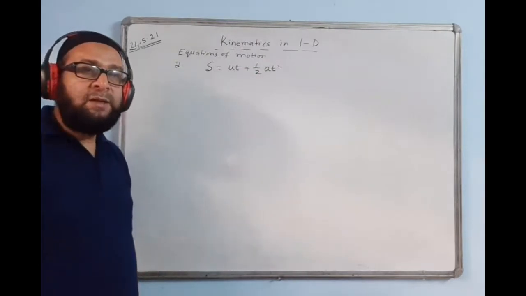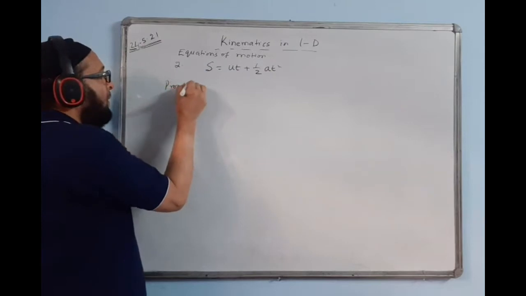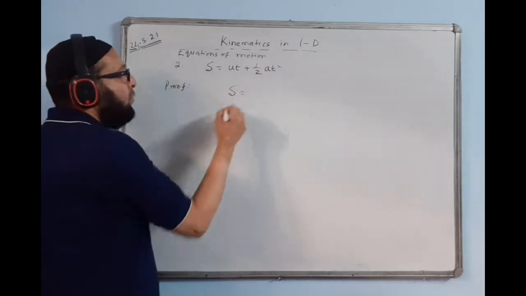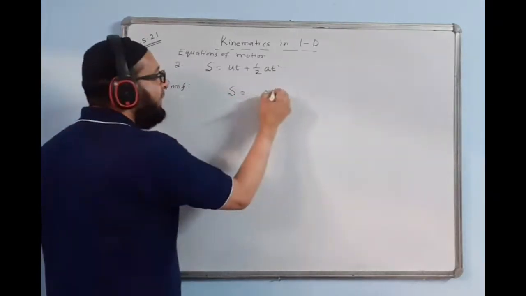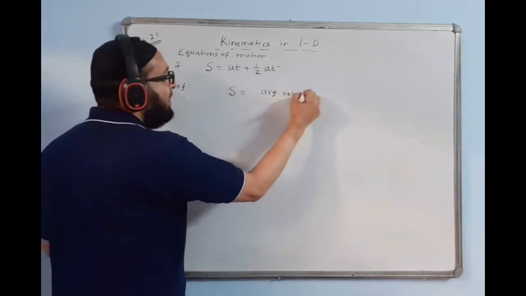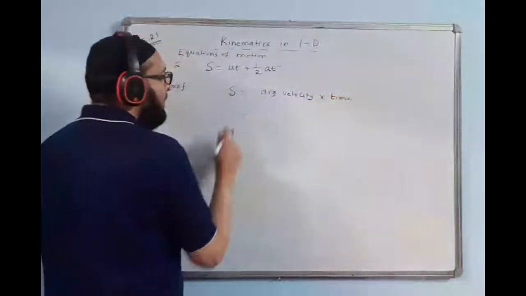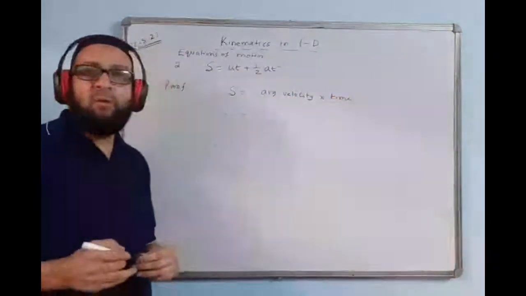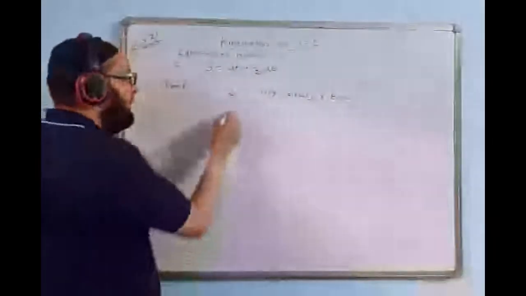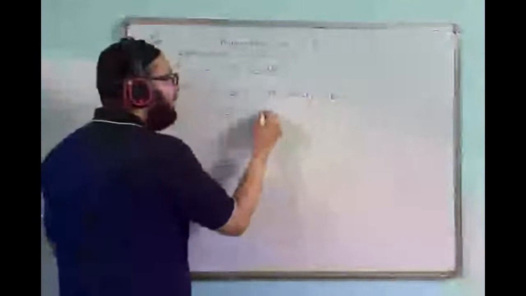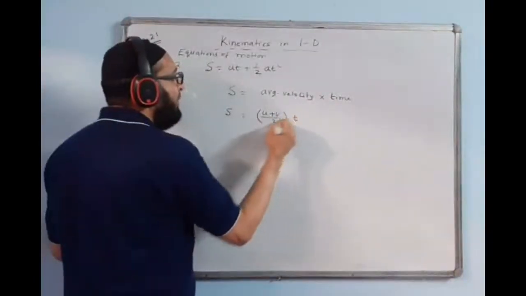So to prove this formula, we let S is equal to, S means the displacement. Displacement is equal to average velocity into time. S means the distance is equal to velocity into time, but what kind of velocity? Average velocity into the time. That average velocity formula will be u plus v divided by 2, and time will be denoted by t.